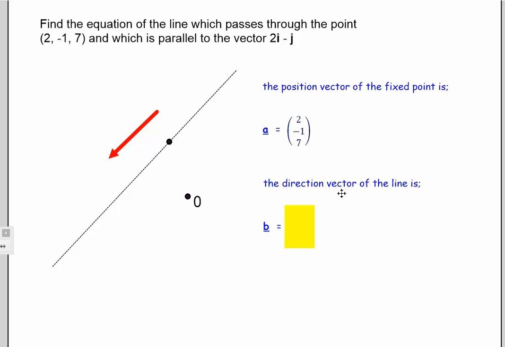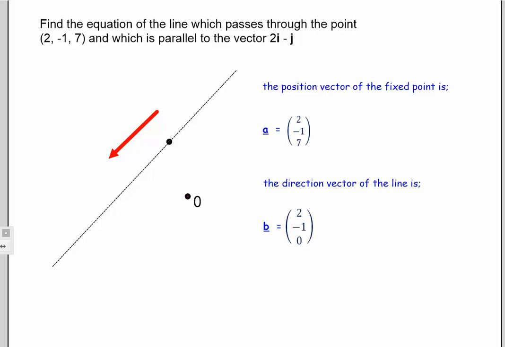And then we need a direction vector of the line, which is this one here. So I'm going to write this vector 2i - j as a column vector. So (2, -1, 0). And not forgetting the k component is 0 there.